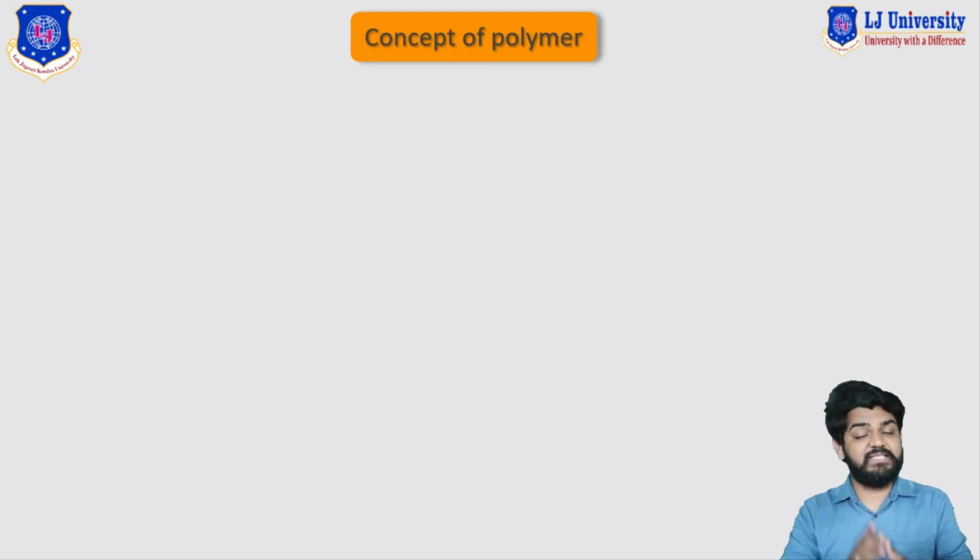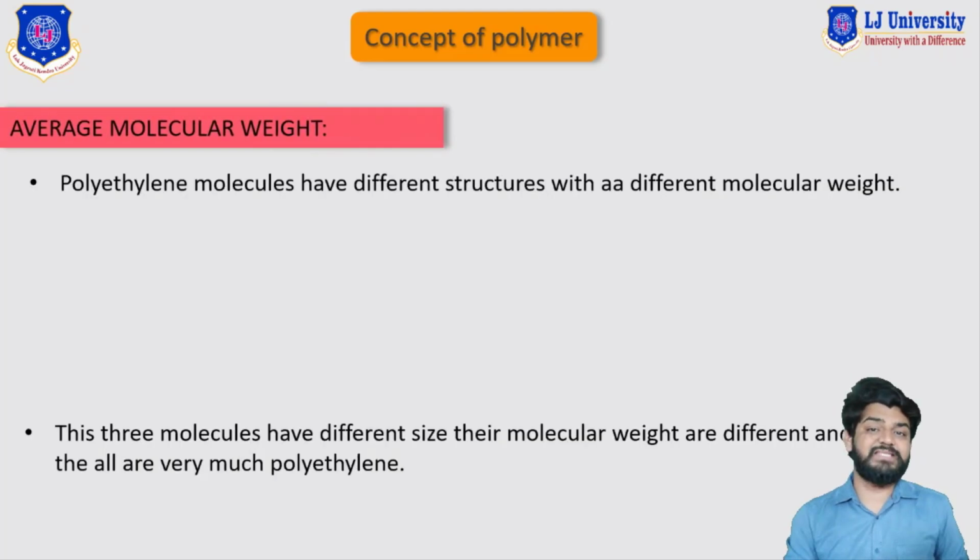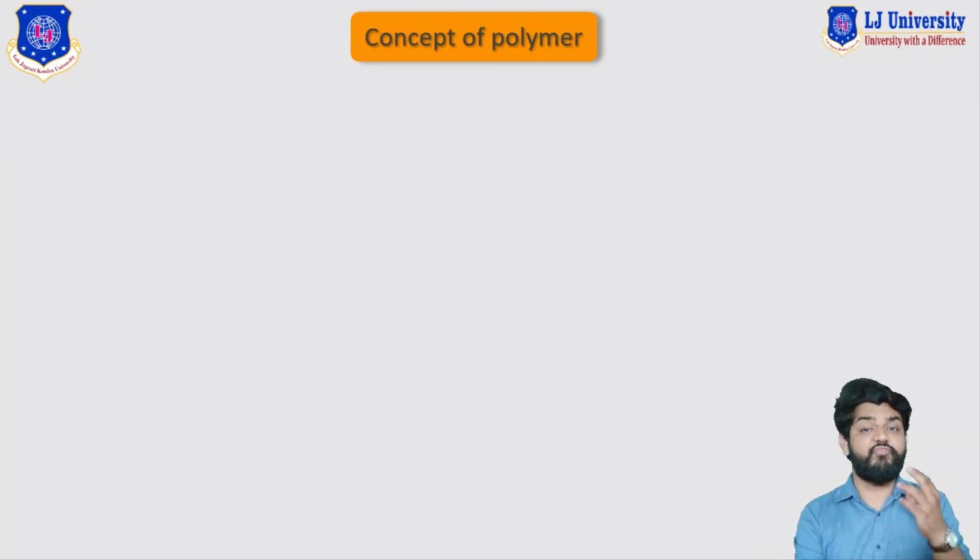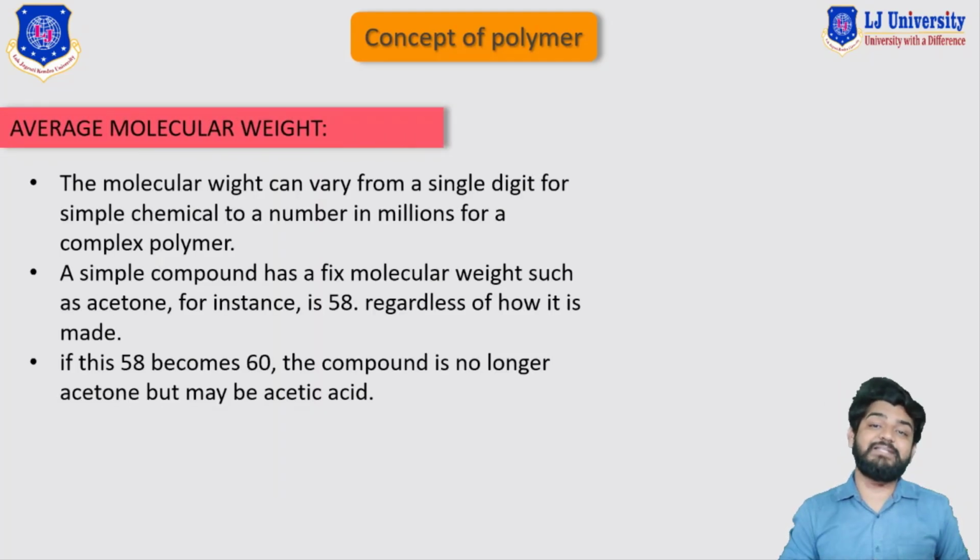Now, having said that, let's move to the next chapter of the polymer science and technology, and that is chapter number 2, which is basic concepts of the polymer. In this chapter, we are going to deal with some basic concepts that are used in order to understand polymer science. And the first basic concept of polymer science is the molecular weight.